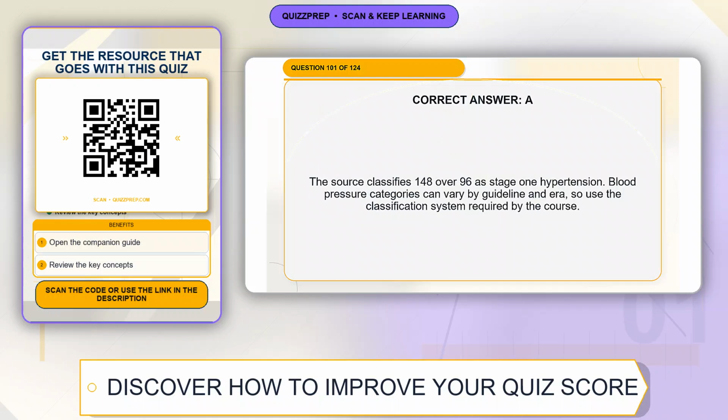148/96. Explanation. The source classifies 148/96 as stage 1 hypertension. Blood pressure categories can vary by guideline and era, so use the classification system required by the course.